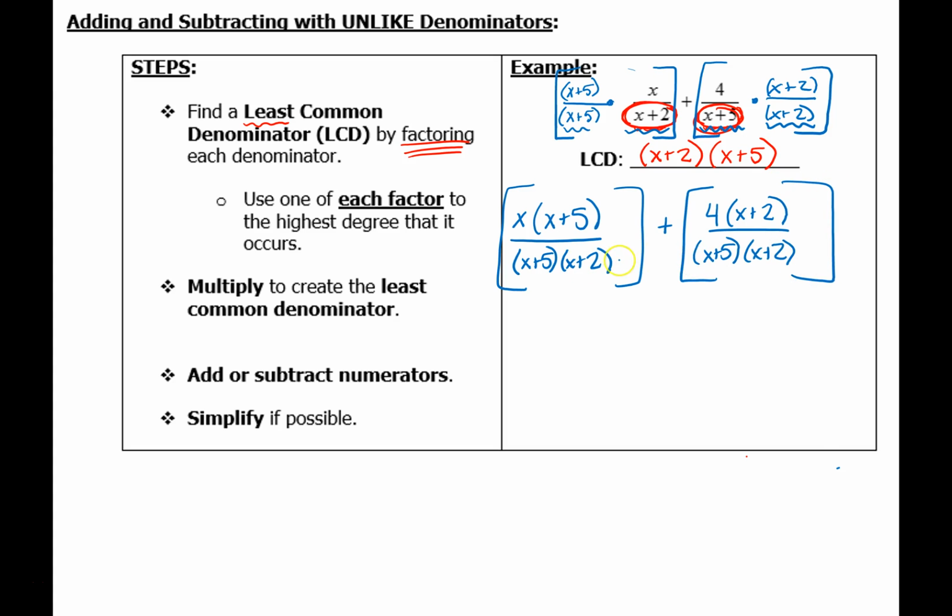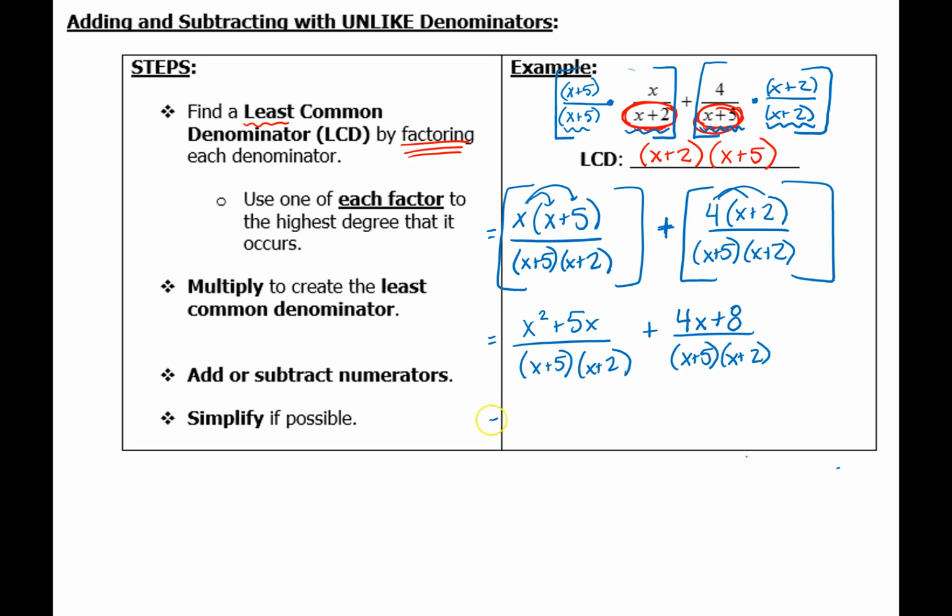All right, so now I've got my common denominators, so I need to do some simplifying on the top, and then I'm going to do this addition. So in the first numerator, I have this x that I need to distribute in. So that's x squared plus 5x all over my common denominator. And then I'm going to be adding to that my common denominator, but my numerator, I have to do some distributing. This 4 has to be distributed, so that's 4x plus 8. And now I'm ready to do my addition finally.